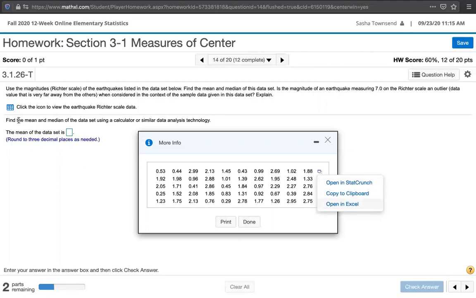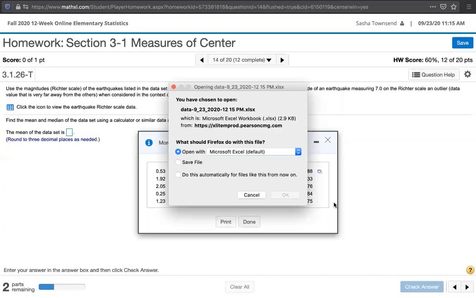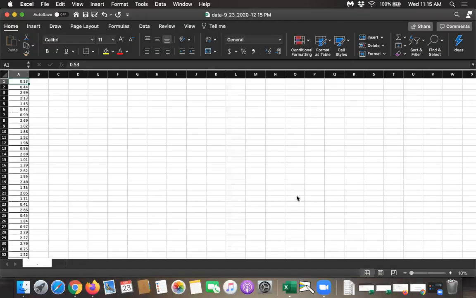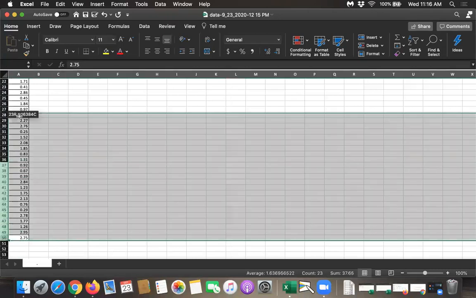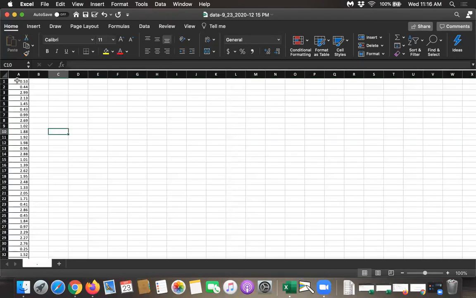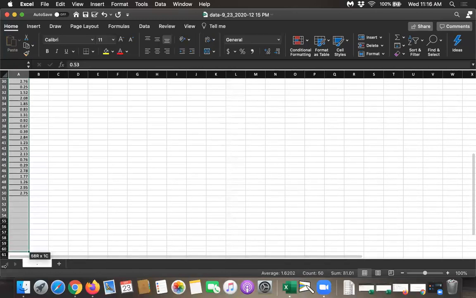The first thing we're asked to do is find the mean and median of the data set. So I'm going to use Excel to do this. So we're here, and we've got 50 items, I can tell, because I've got 50 rows in my spreadsheet, and we haven't included a row at the very beginning for a name for the data set. So we've got 50 rows, that means I've got 50 values.